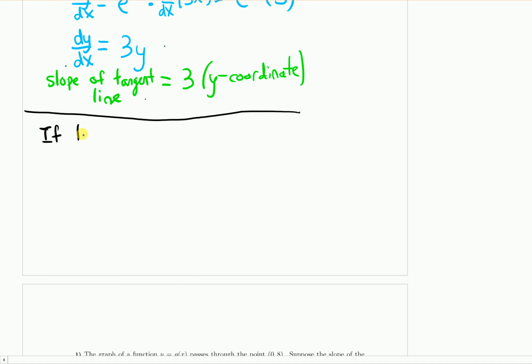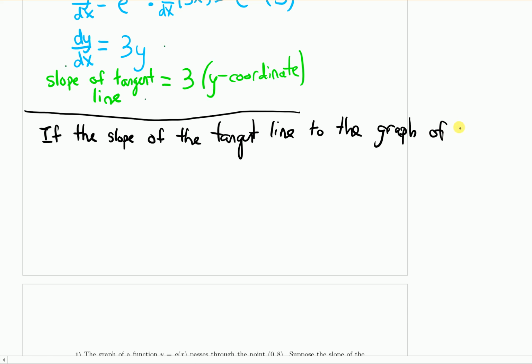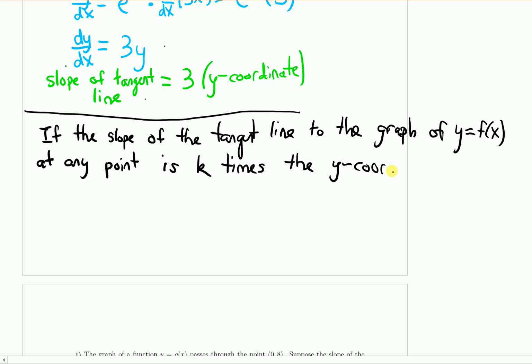All right, so if the slope of the tangent line to the graph of a function, I'm going to say of y equals f of x, at any point is k times, so k is going to be some number, k times the y coordinate.